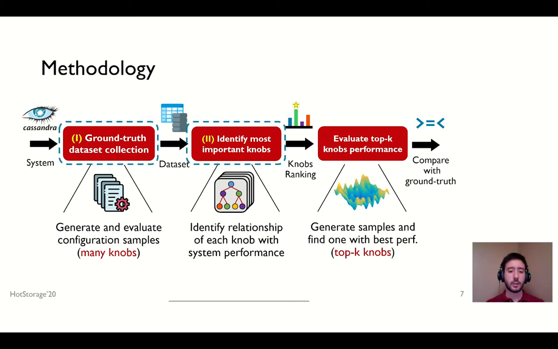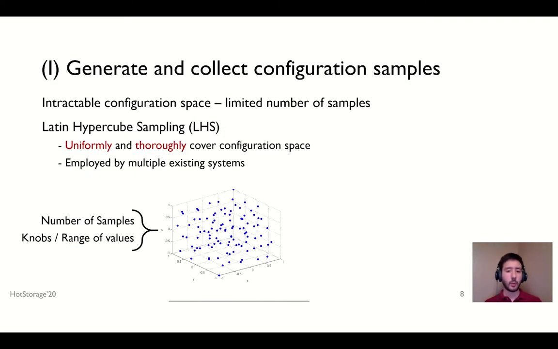So let's talk a bit more in detail about these first 2 steps. In the first step, we want to generate and collect many configuration samples. And it's true that we're limited to samples because we cannot evaluate all possible configurations. Recall that the knobs take continuous values, so it's impossible to do so. For this work, we use a method called Latin hypercube sampling, which will generate many samples inside a large dimensional space, and it will also ensure that this space is covered uniformly and thoroughly.